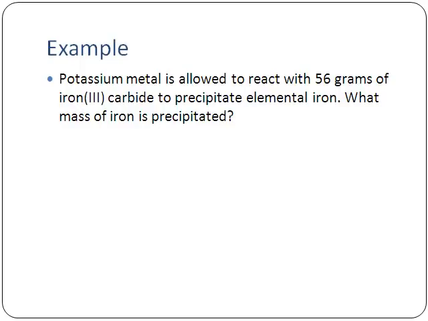First step is to write out the chemical formula to figure out what the products are. So we said potassium metal. Potassium metal is just K. Then we're going to say that's going to be allowed to react with 56 grams, my bad, of iron 3 carbide. So iron is Fe. It's iron 3, which means that it has a charge of +3. If you look at your periodic table, you'll see that iron is normally either +2 or +3. This one is iron 3.